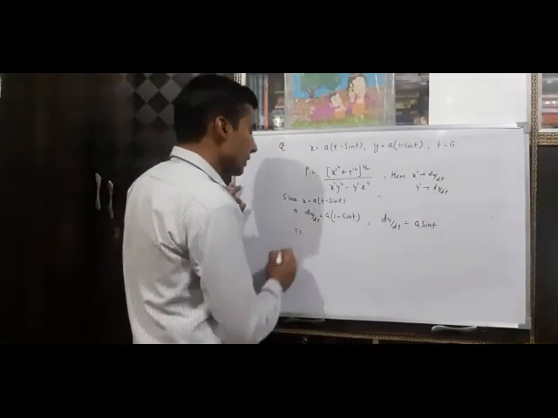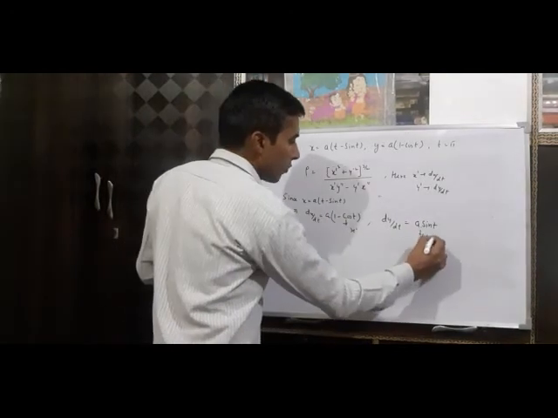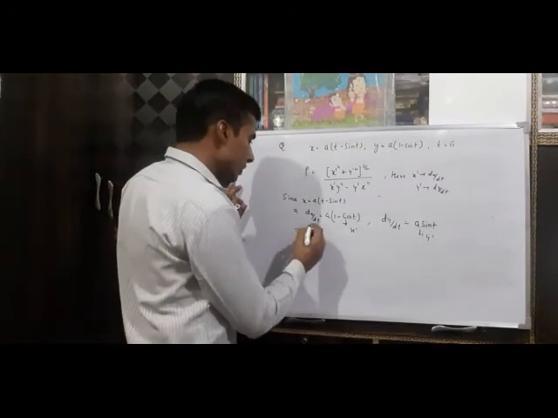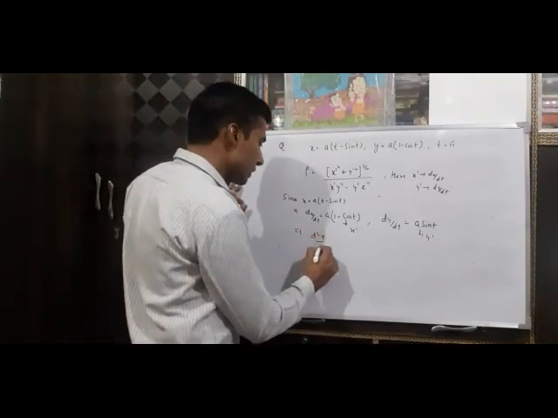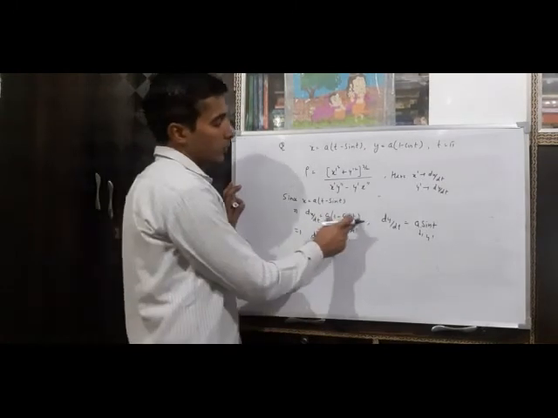Now to determine the second derivative, this is your x prime and this is y prime. The second derivative is d square x by dt square. We again differentiate this expression with respect to t.